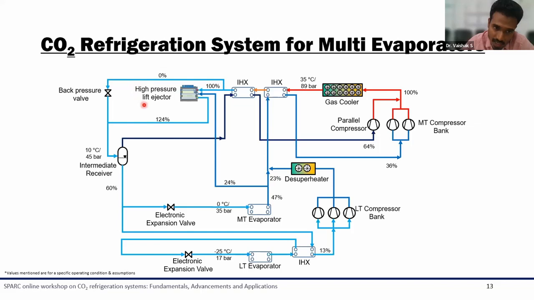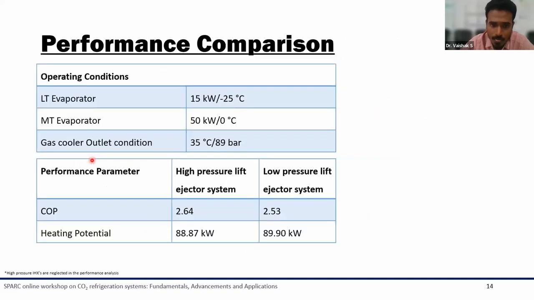In the case of the high pressure lift ejector, as the name suggests, it can lift to a very high level, approximately, if you see the values, up to 10 bar from the MT evaporator. But in the case of this low pressure lift ejector, that lift will be 6 to 7 bar. So I have just made a comparison here to give an idea of the COP. This COP mentioned is a cooling COP only, and here is the heating potential.